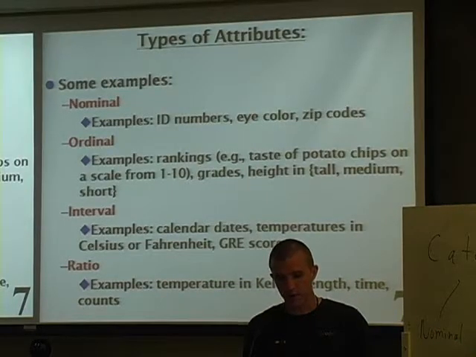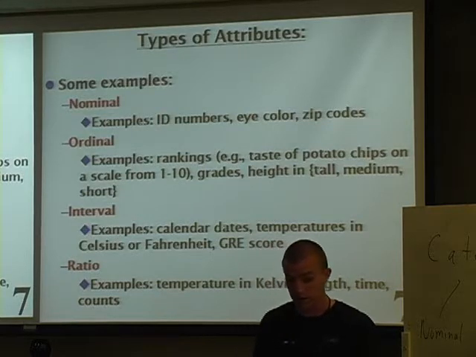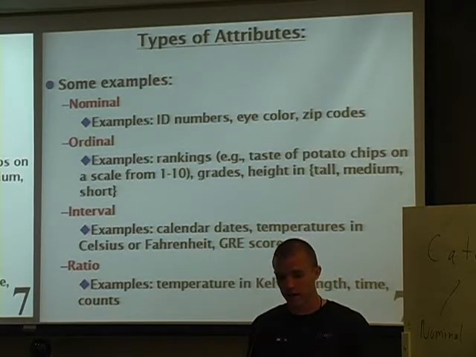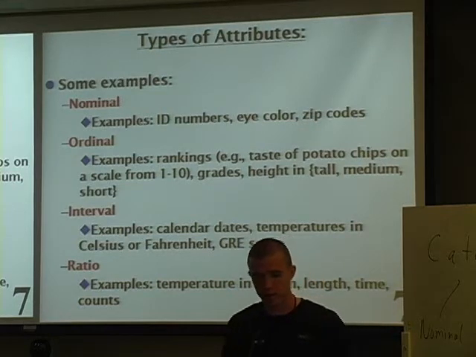Things that are interval are temperatures in Celsius or Fahrenheit, right? You can't divide two Celsius temperatures and say it's twice as hot. Calendar dates, right? You wouldn't divide the 30th by the 15th to say it's twice as far from the beginning of the month. That's an unnatural starting point. GRE score, it wouldn't make sense to divide those.